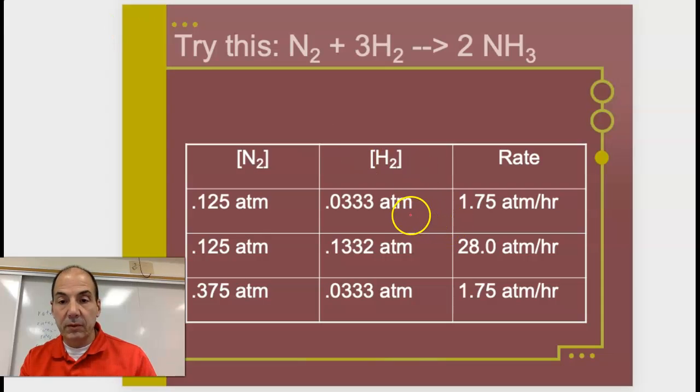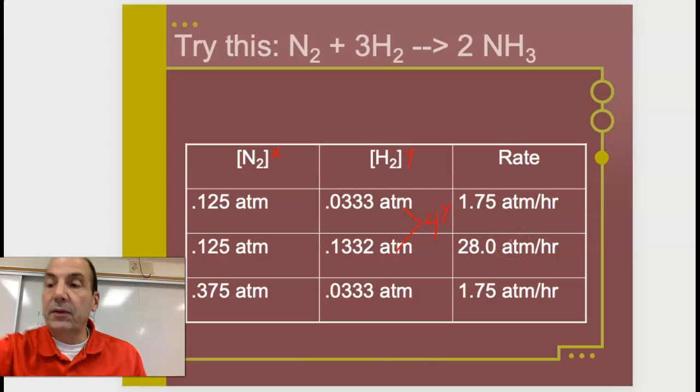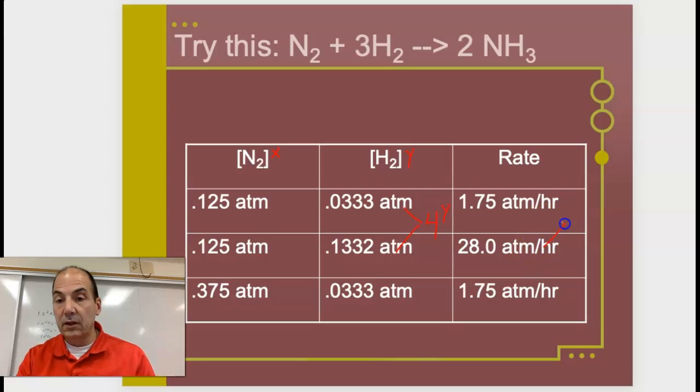Doing it the way I was explaining before, I'm going to take 1.32 divided by 0.033, and I get 4. And I'm going to say that's 4 to the y, or 4 to the x. Well, we'll call this x and this y. Now I divide 28 by 1.75, and I get 16. So when I divide here, I get 16.